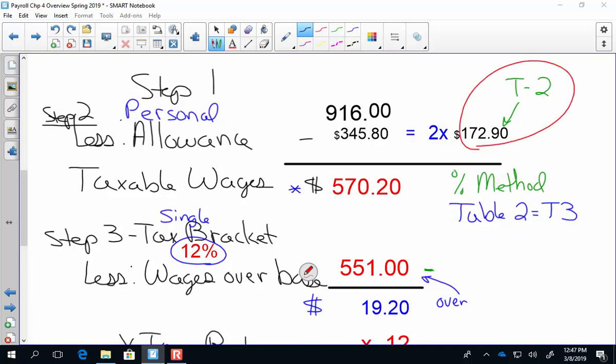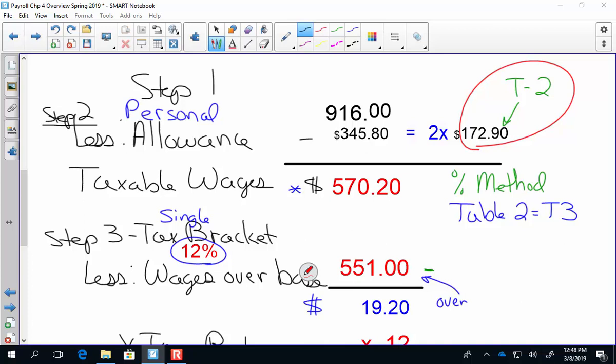It's the semi-monthly category. Every allowance is worth $172.90. I'm claiming 2, and that gives me $345.80. So I subtract that from his gross pay, get a taxable wage. At that point now, I can use that $570 to go to the tables on T3.